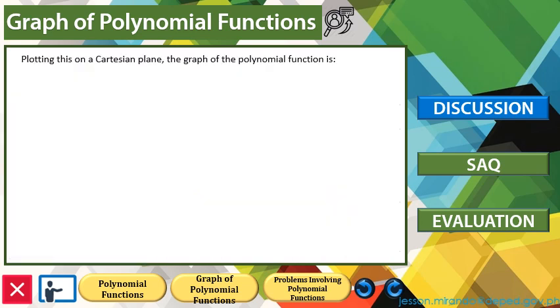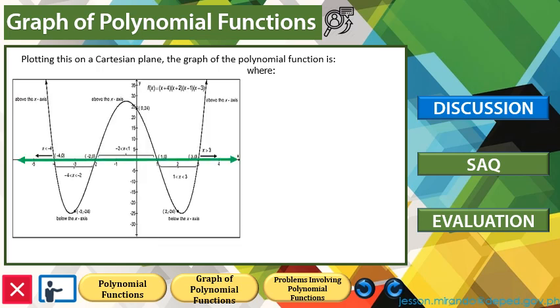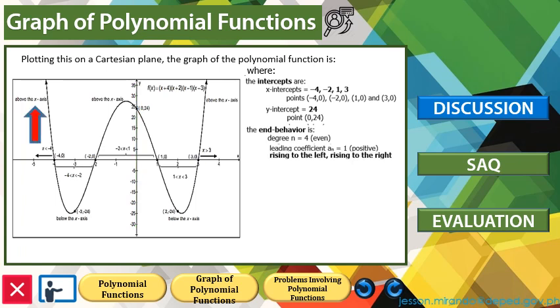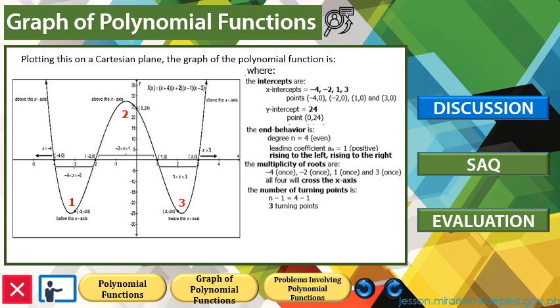Plotting this on a Cartesian plane, the x-intercepts of the graph are -4, -2, 1, and 3. The y-intercept equals 24. The end behavior is rising to the left and rising to the right. Since the roots only occur once, all four will cross the x-axis. The number of turning points is 3. These are the intervals and the position of the graph relative to the x-axis.